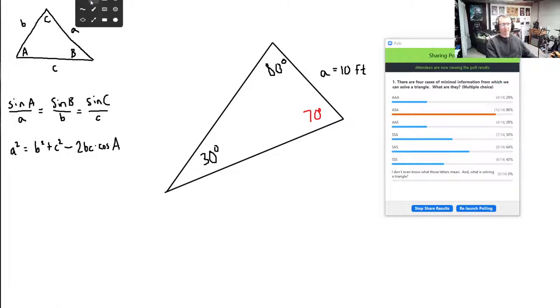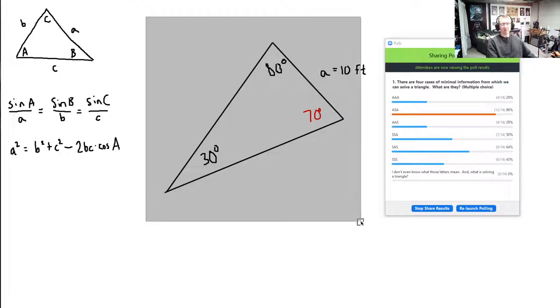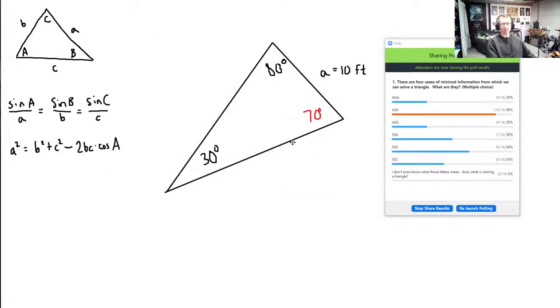So now, can we find these side lengths? Or is it impossible because there's possibly multiple side lengths that we could have? So think about what would happen if I tried to do something like this. Let's see if I can do this in Zoom. Okay, so I'm trying to change. Oh, I can't do that.